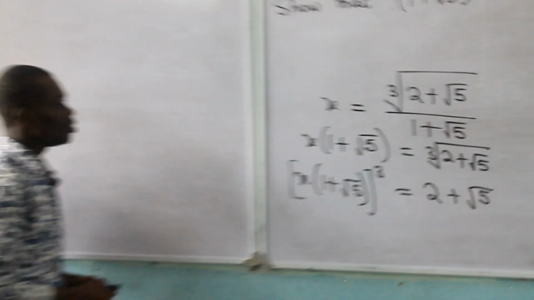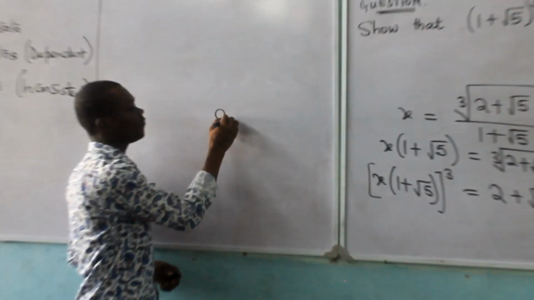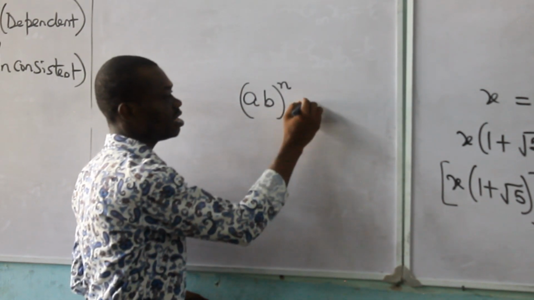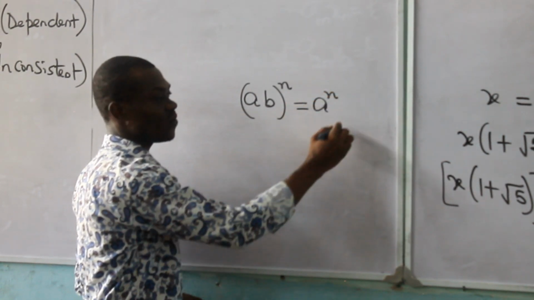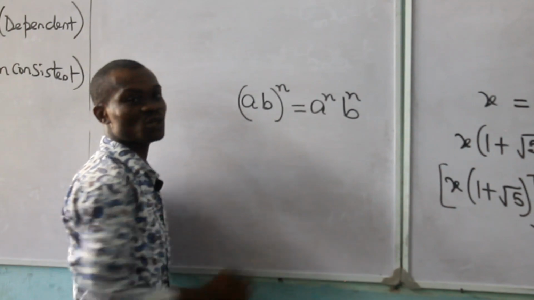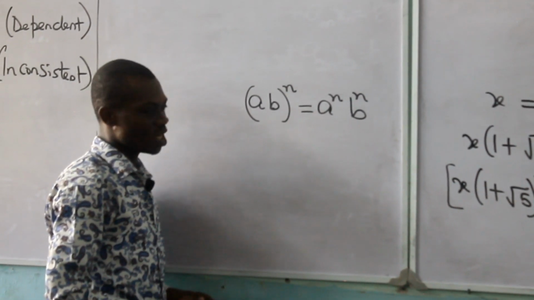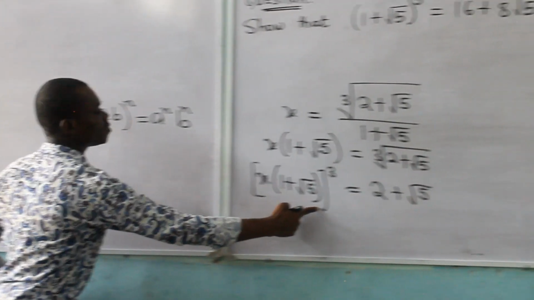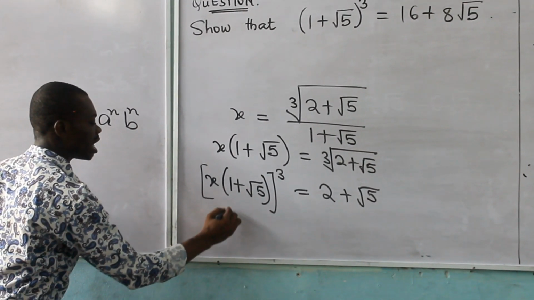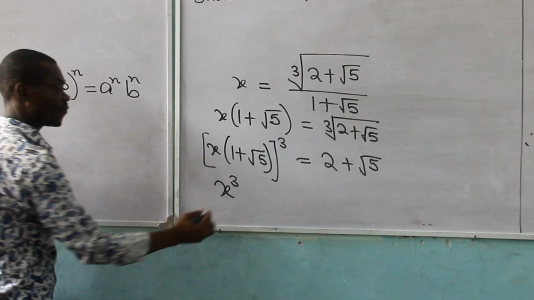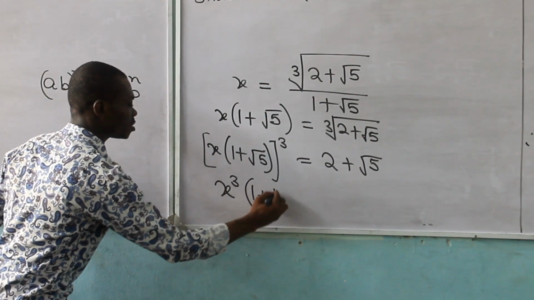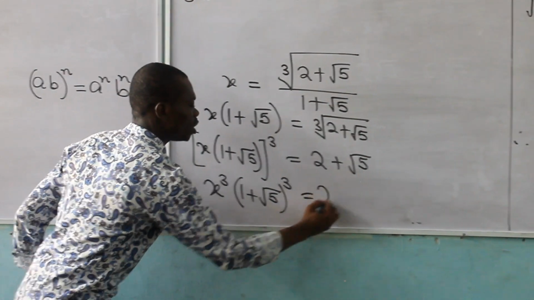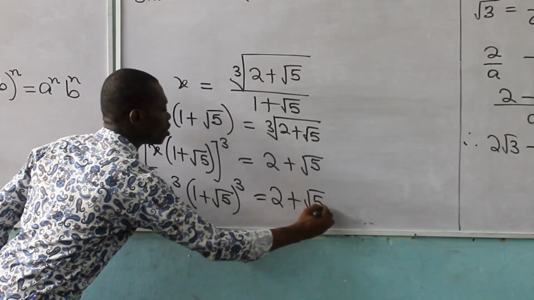Now, meanwhile, you recall that by indices, if I have a times b all raised to the power of n, this is the same thing as a to the power of n multiplied by b to the power of n. Okay, and that's exactly what we did there by opening this bracket. So here it was giving us x to the power of 3 times (1 plus the square root of 5) raised to the power of 3 to be equal to 2 plus the root of 5.